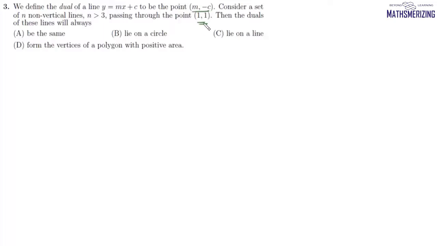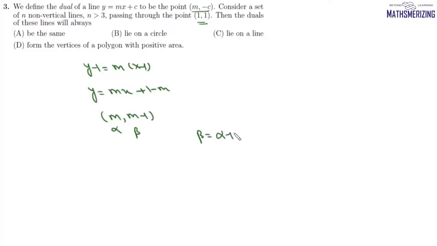Now any line which passes through this point 1 comma 1 can be expressed as y minus 1 equals m times x minus 1, which we can write as y equals mx plus 1 minus m. Now the dual of this line will be m comma m minus 1. Now let this x coordinate be alpha and y coordinate be beta. We can write beta as alpha minus 1, or it is x minus y equals 1. So the dual of these lines will always lie on a straight line, and that's your option C.